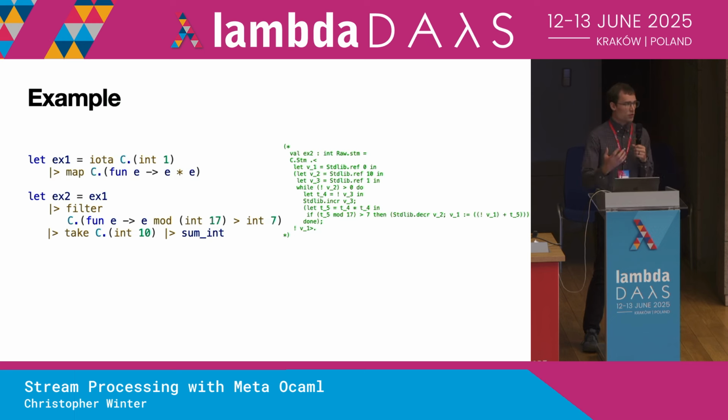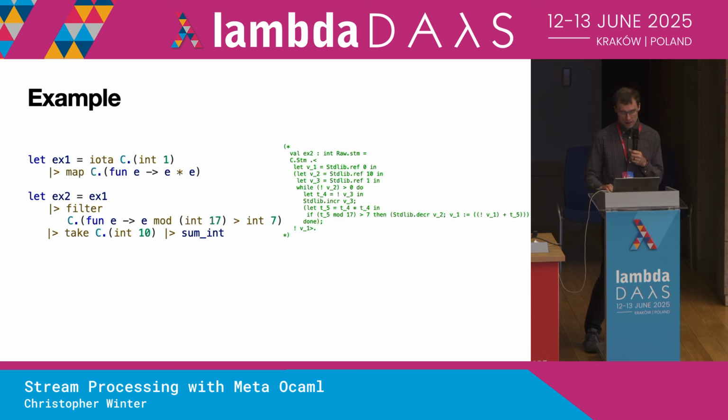So just a quick example from the paper. You have these operators, and you can compose the operators together. So maybe you have a stream of integers starting from 1, and you're going to say I want to multiply every integer by itself, and then ex2 is another block I want to build with: mod every integer by 17 and keep only the ones where the result is greater than 7. Then take 10 of them and sum them up. On the left, it's pretty easy to understand what's happening there. And then on the right is the generated code in OCaml, and it's very imperative. It's not super easy to understand, but that's okay because we really only have to look at the stuff on the left.